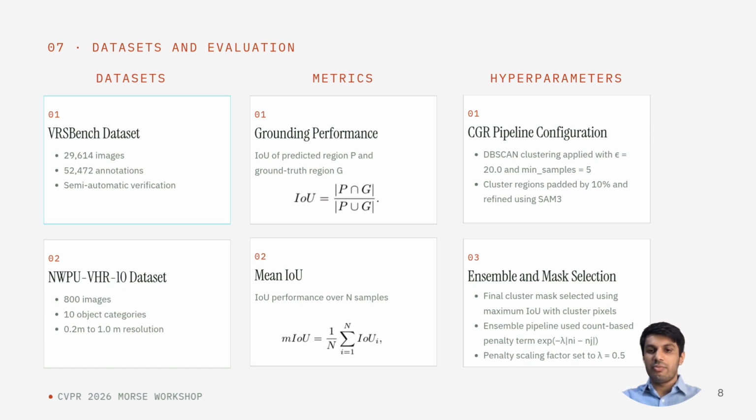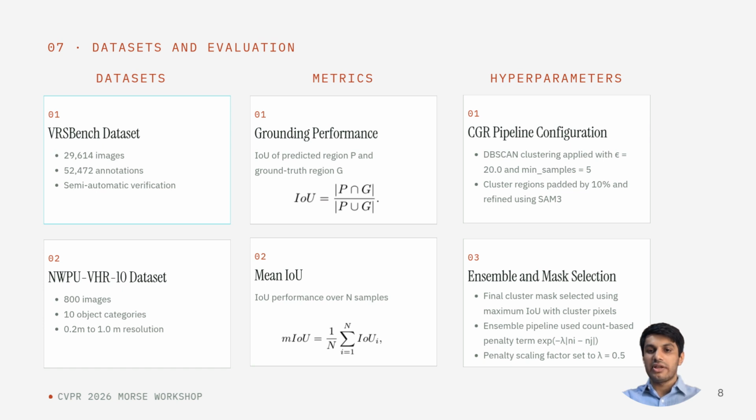For evaluation, we primarily use intersection over union, or IOU, to measure grounding quality. The IOU computes the overlap between the predicted region and the ground truth region divided by their union. A higher IOU indicates better localization accuracy. We also report the mean IOU, which averages the IOU values across all evaluation samples. This provides an overall measure of grounding performance across the dataset.